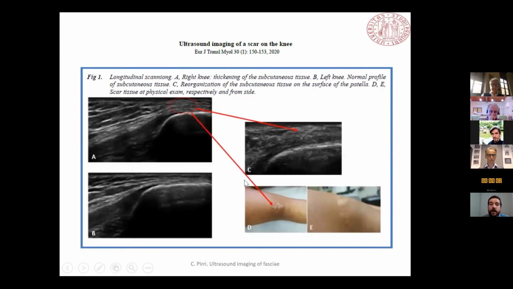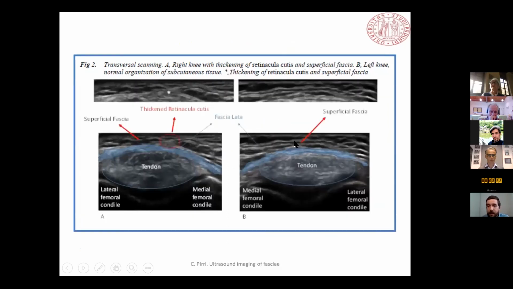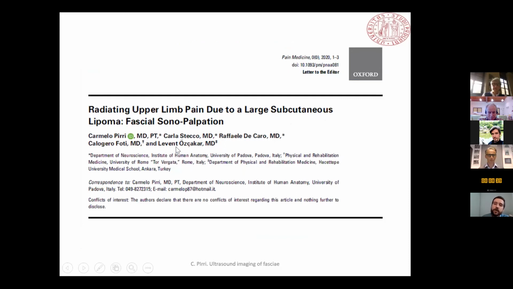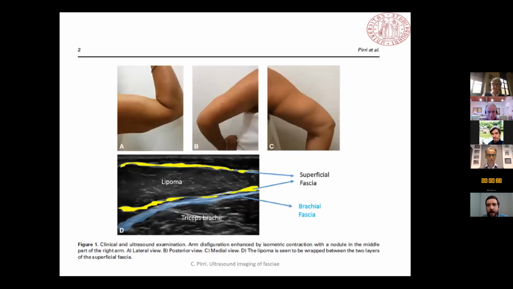There is a real difference between the normal side, where we have a linear superficial fascia and linear subcutaneous tissue, and the knee with the scar. It is similar with sonopalpation, but we use it as a sort of traction during the physical examination for radiating upper limb pain from a fascial point of view, and not only a dermatomal point of view. It is strange, but also in a terminological point of view this structure is different from this one, because this is the superficial fascia that envelops the lipoma, and this is the deep fascia, the muscular fascia.